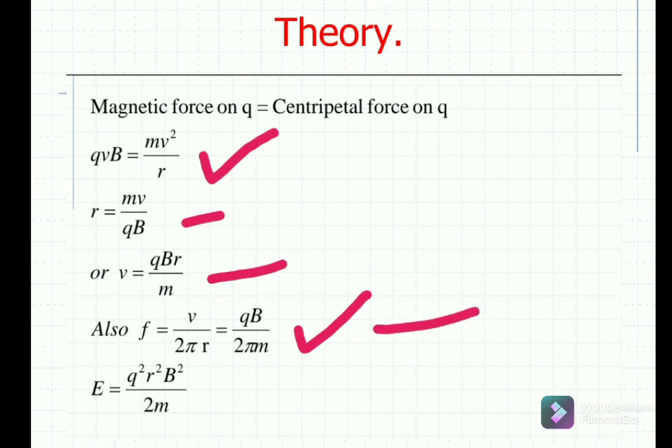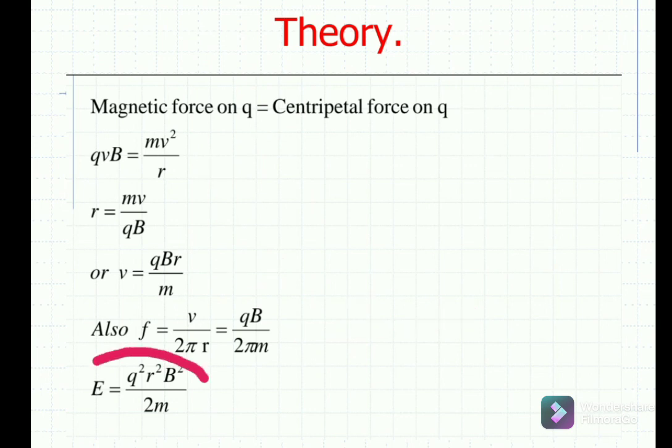Now the energy acquired by the moving ion is equal to q square r square B square by 2m. Clearly, E is directly proportional to r square, that is, greater the radius of the moving ion, greater will be the energy acquired by it. So this is the expression for its energy.